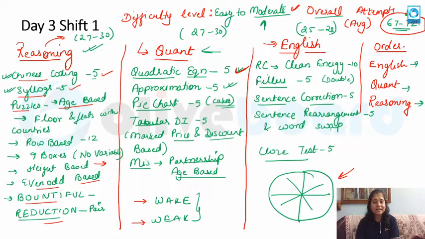Then there was sentence corrections, 5 questions from them. Sentence rearrangement और word swapping का आपका mixed question आया था, 5 questions from that. There was a cloze test also, so 5 questions from that. So English was on the difficult side. Although some of them जिनसे मेरी बात हुई है, they have done good. So 25 questions तो on an average English में लोगों ने attempt किया ही है.